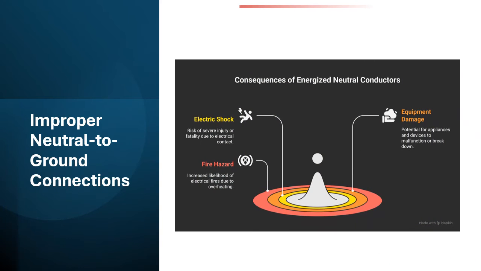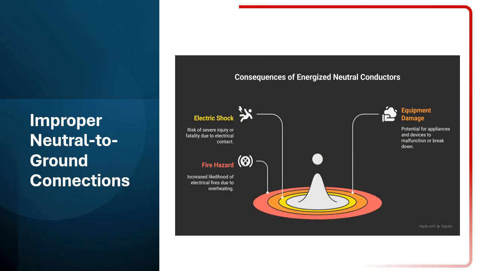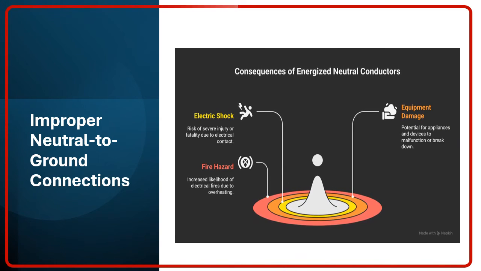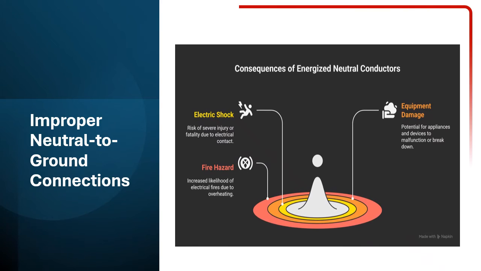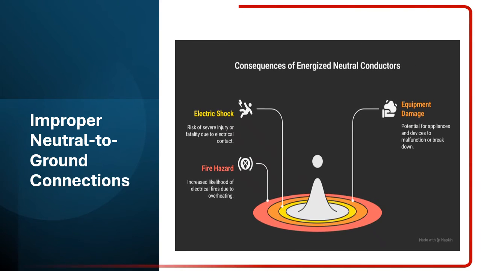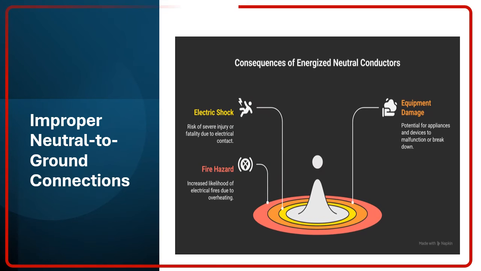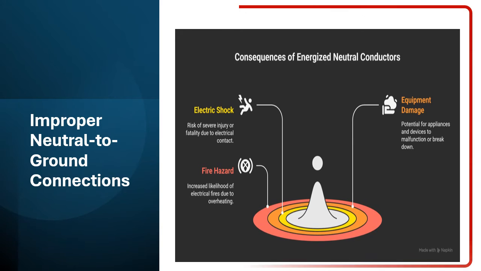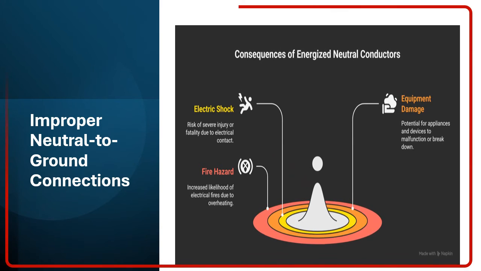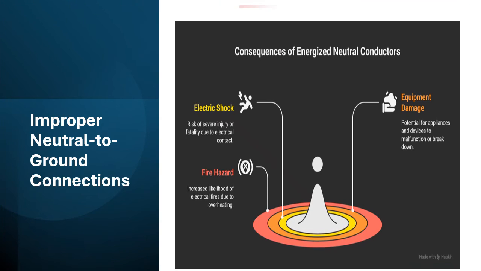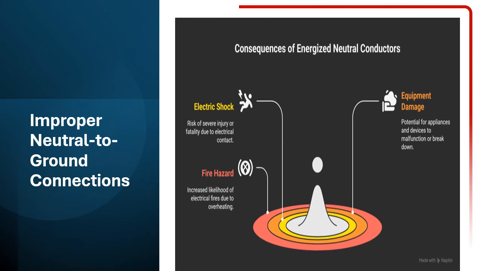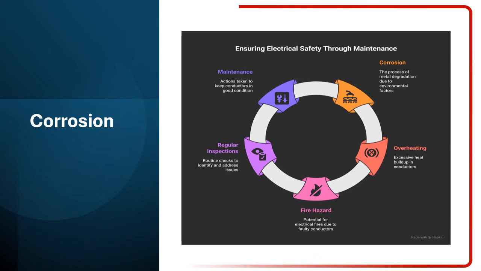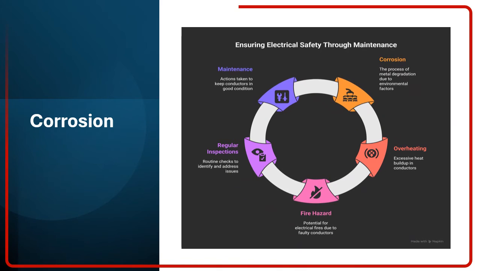Improper neutral to ground connections. Improper or multiple neutral to ground connections can cause the neutral conductor to become energized. This can lead to electric shock or equipment damage because the neutral, which is normally safe, becomes a potential hazard. It is crucial to ensure that neutral to ground connections are properly implemented and maintained to prevent the neutral conductor from becoming energized.